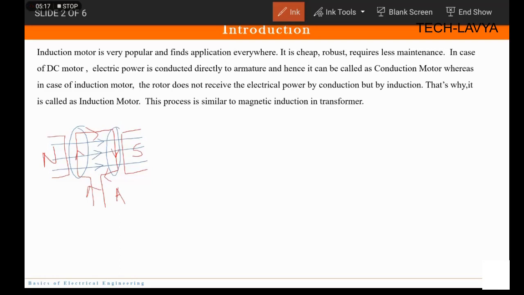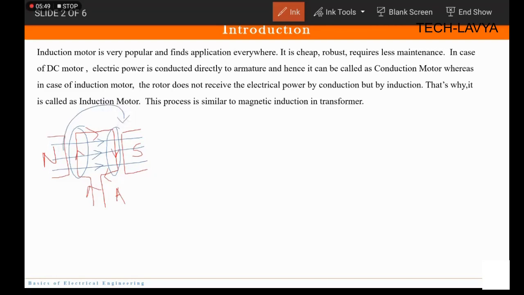Now when current flows through this armature, it again produces a magnetic field, okay? And the magnetic field produced by this current inside the armature interferes with the magnetic field produced by this electromagnet or permanent magnet. So they both interfere with each other and a torque is produced. In this process, this armature starts rotating.